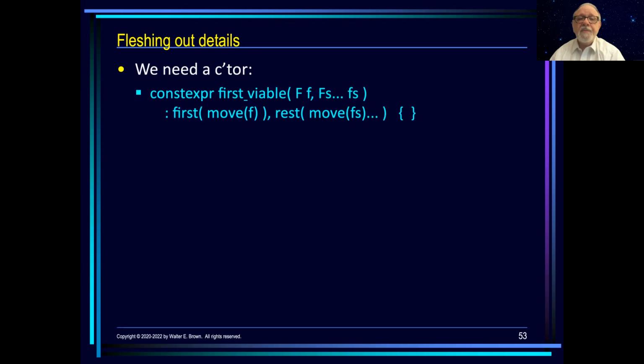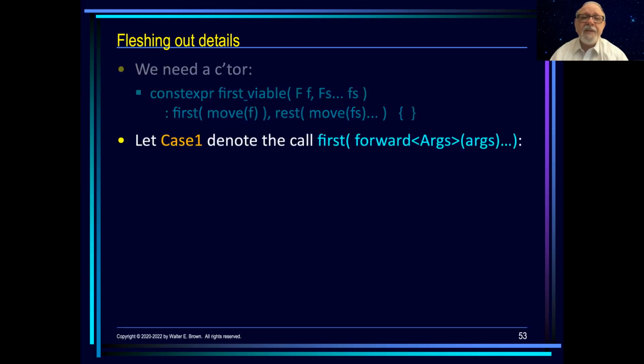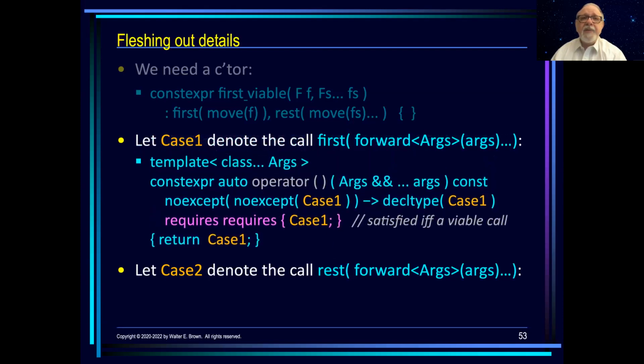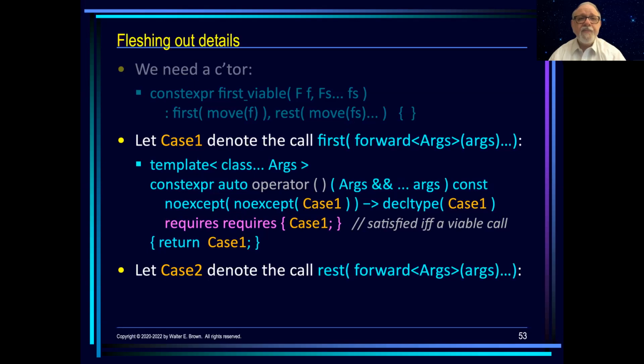And then for the meat, instead of reproducing all that several times, I'm just going to abbreviate it and label it case 1. And I'm going to have a case 2 that looks like that. Notice they're almost the same. That's the only place they differ. I either call first or I call rest. In either case, I forward the same arguments. And case 1 looks like that. You see why I abbreviated by saying case 1. I had to repeat it 4 times.